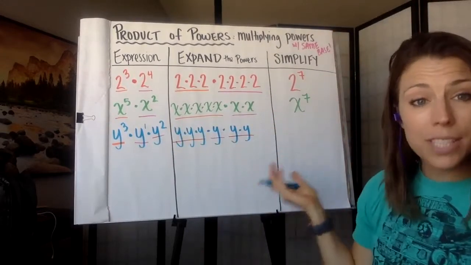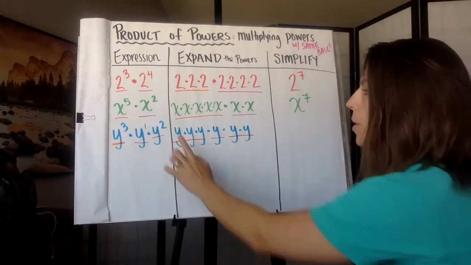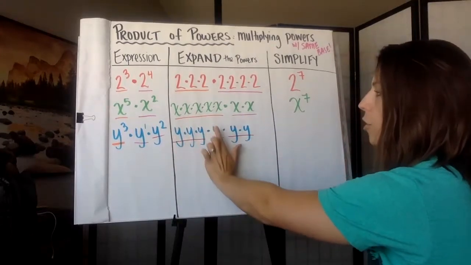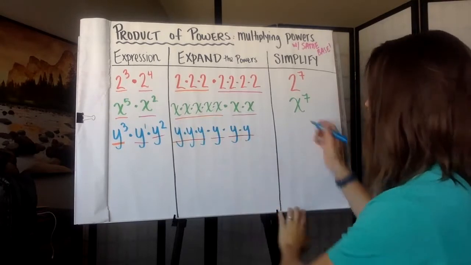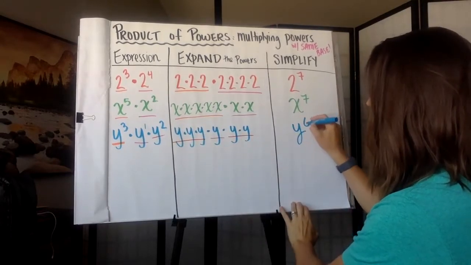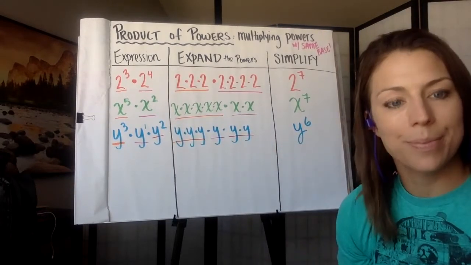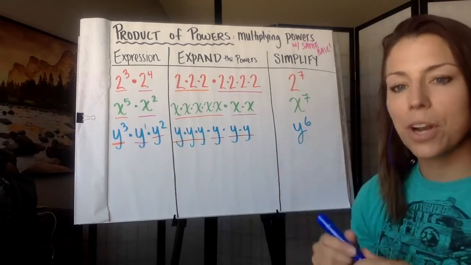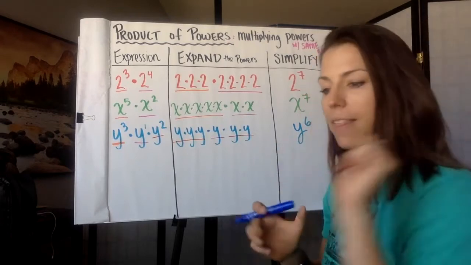All right, how many total times are we multiplying y? Let's add them up. 1, 2, 3, another 1, 4, 2 more, 5, 6, for a grand total of y to the 6th power. All right, our last example in our product of powers, what about this one?